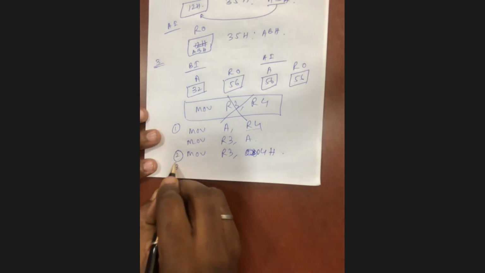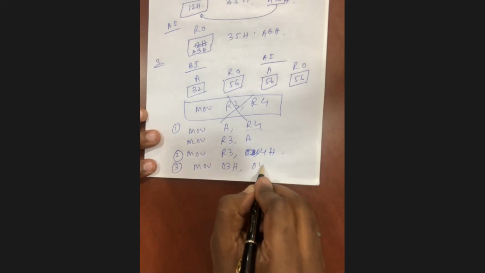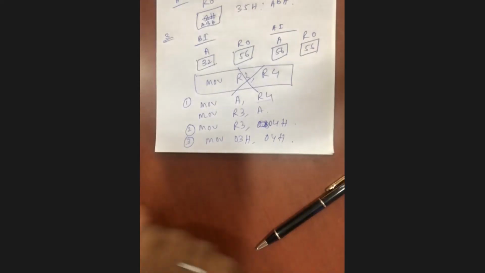Another way it can also be done: MOV 03H, 04H. Okay, sir. Memory location to memory location directly can also be possible. Okay, sir.